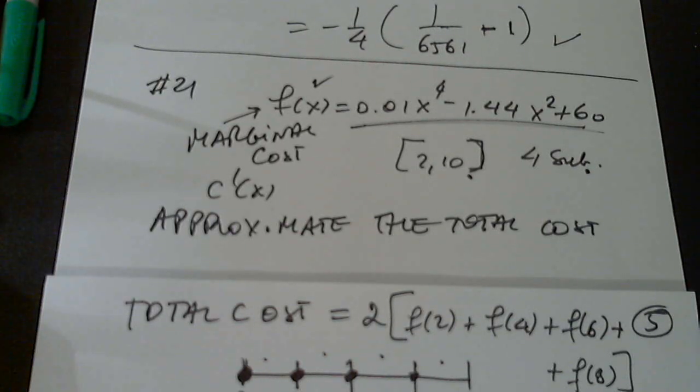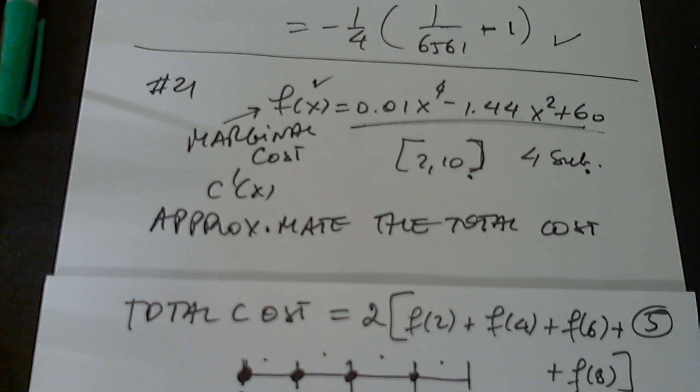So, this is what I would do. I go to Stats, Edit, Clear. Clear. Okay, good. So I will enter 2, 4, 6, 8. That's my X.